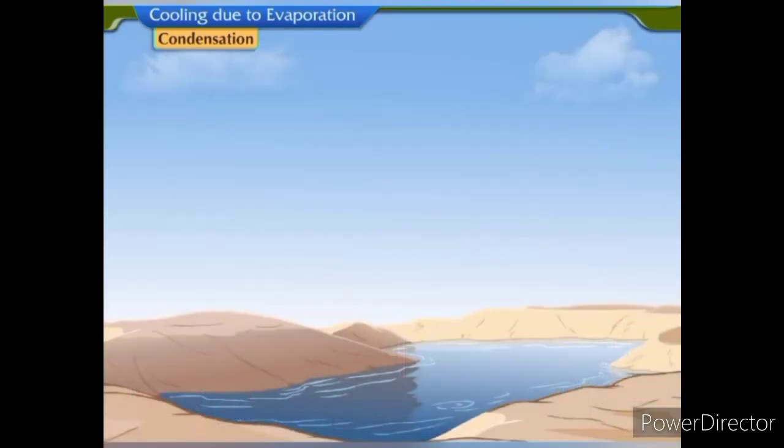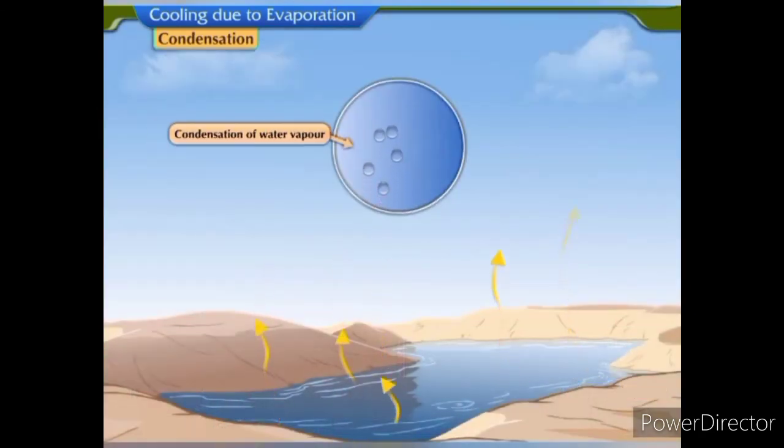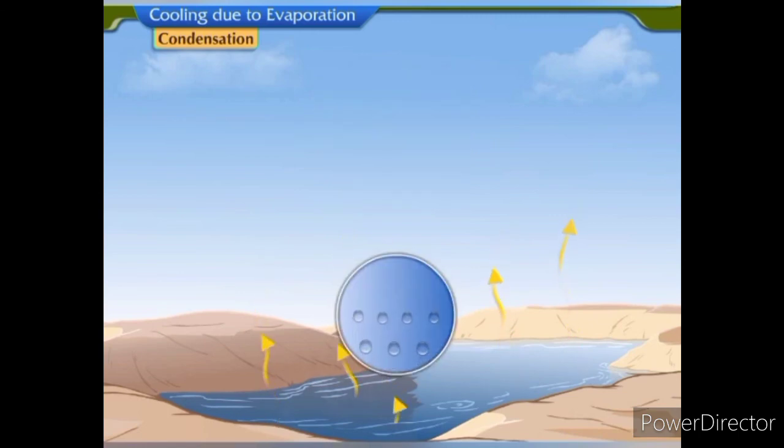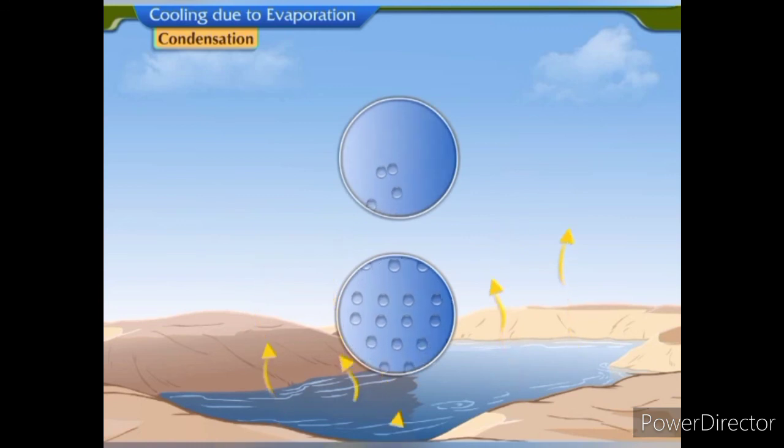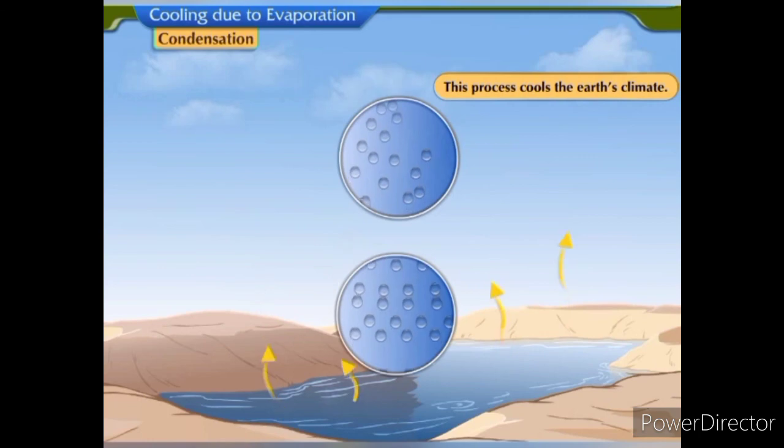We know that formation of clouds is due to condensation of water vapor from the Earth's surface. The heat removed from the surface through evaporation is released again in the atmosphere by the formation of clouds. This process cools the Earth's climate.